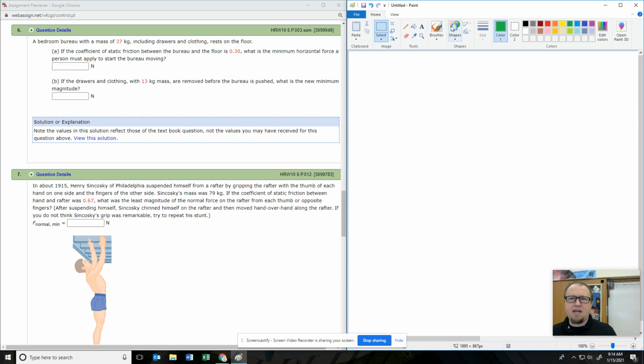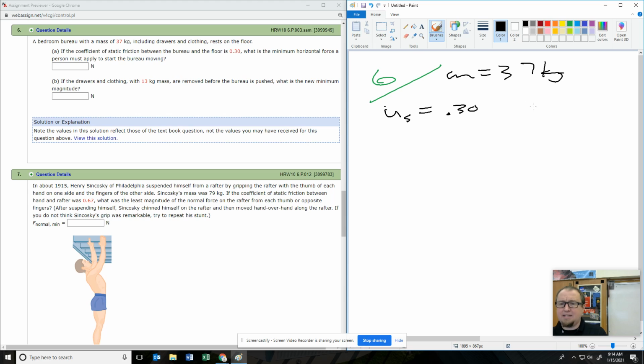All right, 6 I have on here because it's kind of a building block. Bedroom bureau. So some of you are Googling what that is, also known as a dresser. Okay, so we've got a bureau with a mass of 37. Ooh, that's good. 37 kilograms. Clothing rests on the floor. Coefficient of static friction is 0.30.